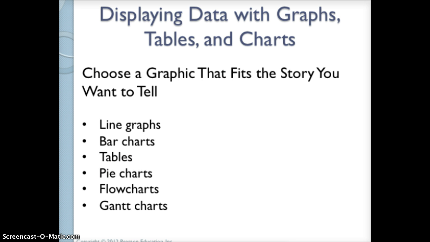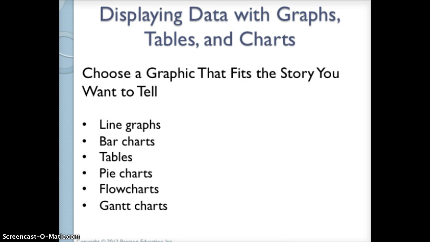Let's talk about displaying data with graphs, tables, and charts. You want to choose a graphic that fits the story you want to tell. You have a variety of choices, such as line graphs, which show measurements over time. They can show trends of how quantities rise and fall over time, and they can show relationships between variables. Charts the interaction of two variables.